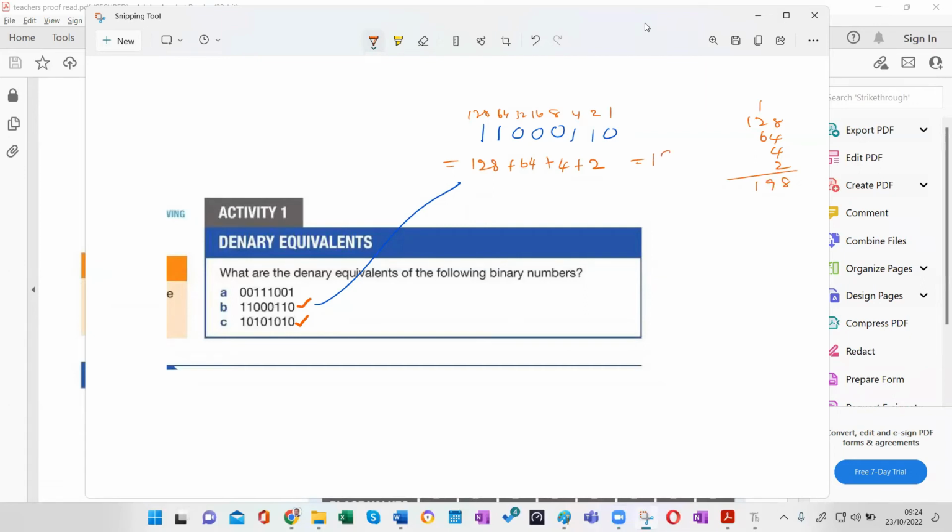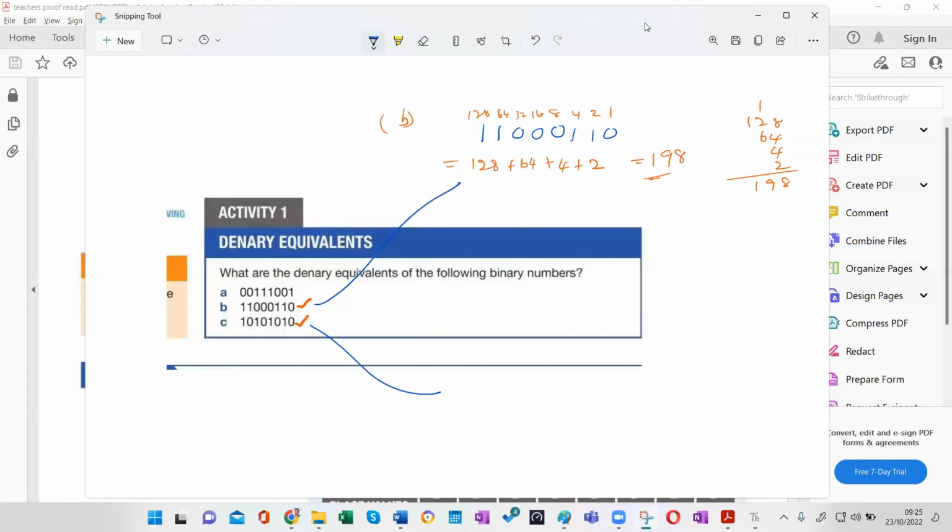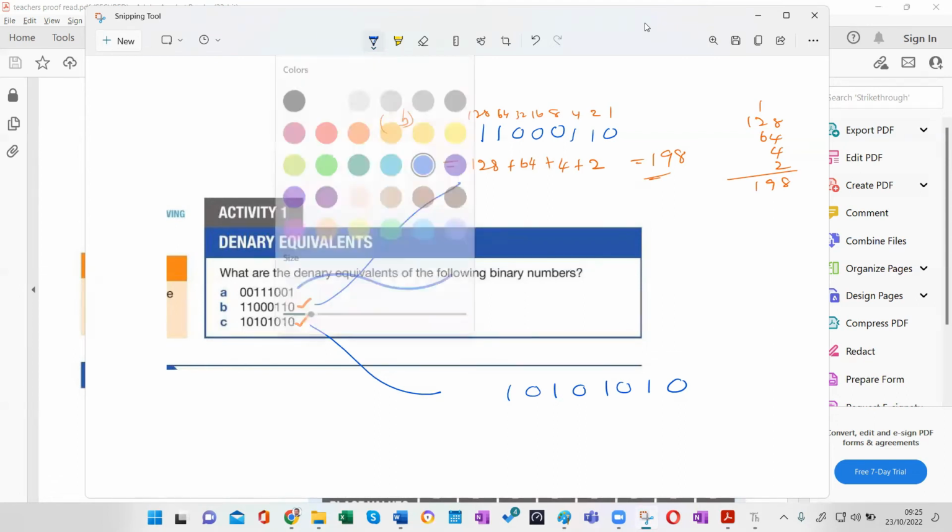Did you get 198 for B? Yes. Okay, great. And this one: 1 0 1 0 1 0 1 0, right? 1 2 3 4 5 6 7 8. So in the exam also you check whether you have 8 bits. Okay.